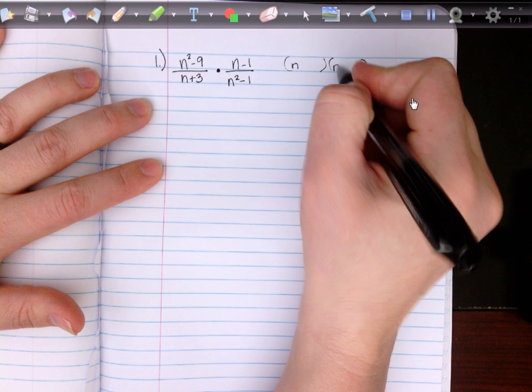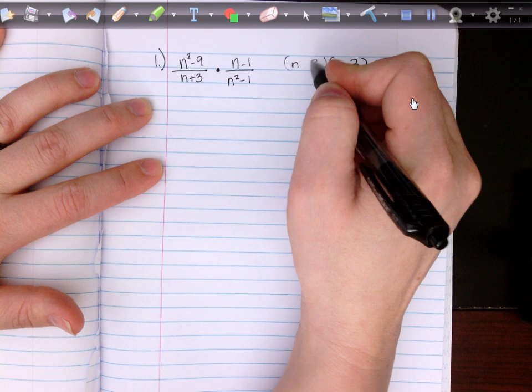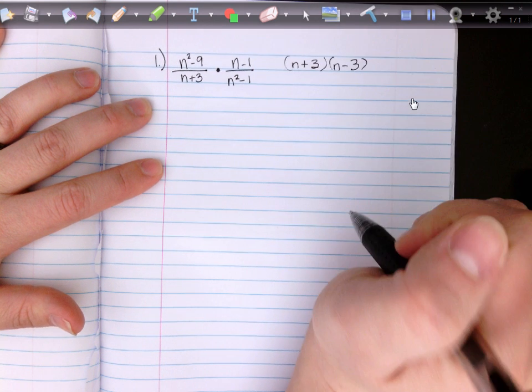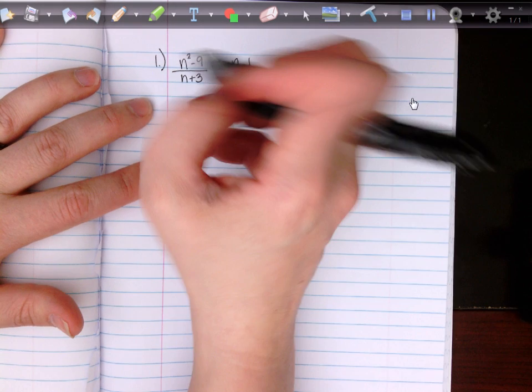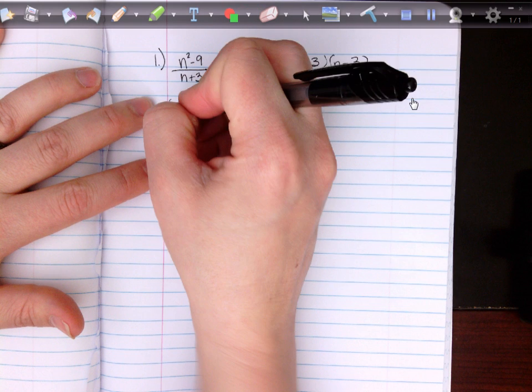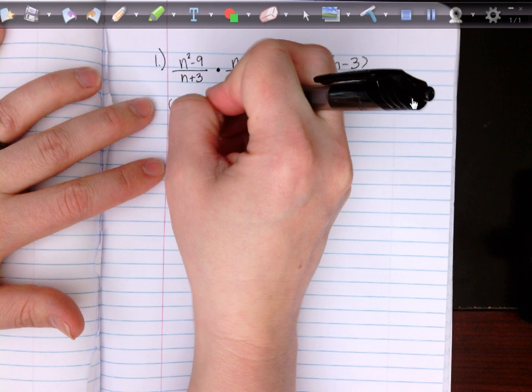n, 3, and putting a plus sign here and a minus sign there. So that's our first numerator. I'm going to write that down here. N plus 3, n minus 3.